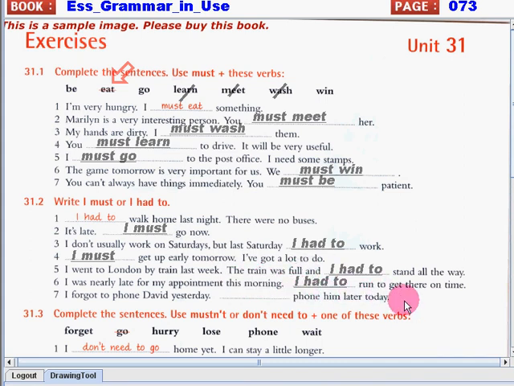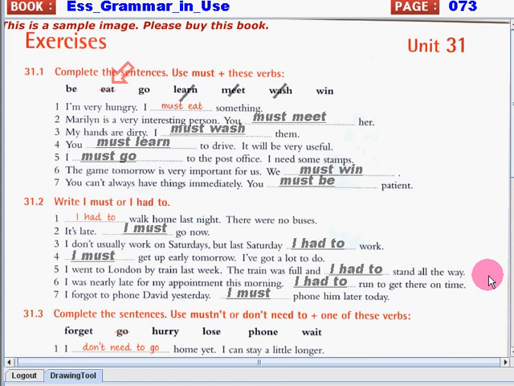Next, I forgot to phone David yesterday. I blank phone him later today. Of course, we have to use I must. I must phone him later today because this is a present decision for the future. Okay? And this is not in the past tense, so we have to use I must.